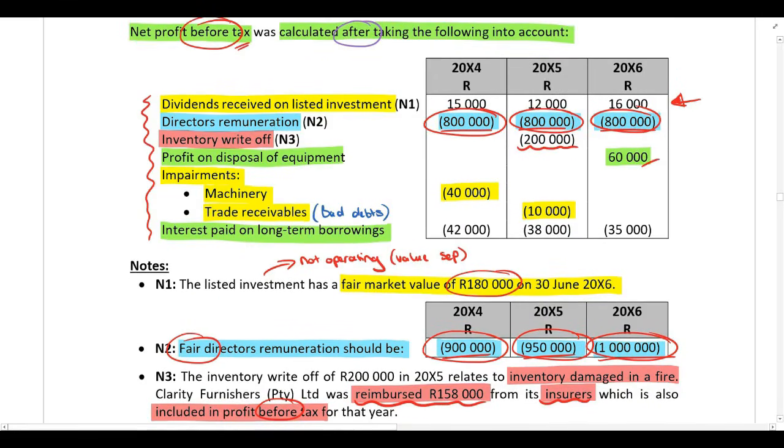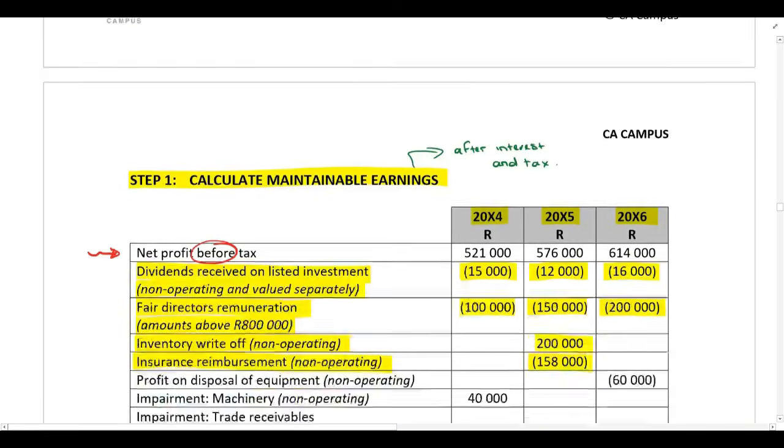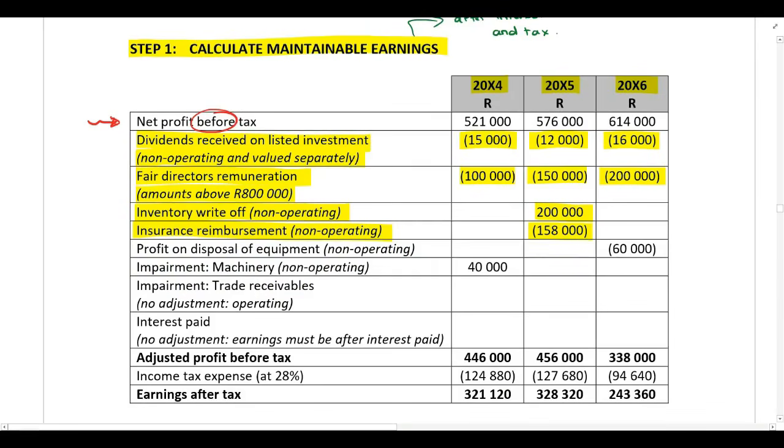We then have profit on disposal of equipment. Now guys, we are dealing with a furniture manufacturer. So anything relating to the manufacture of furniture or the sale of furniture is operating in nature. This company does not sell equipment. So this is not operating in nature, and it needs to be excluded from our profit in 20x6. So profit on disposal of equipment, deduct it from your profit.